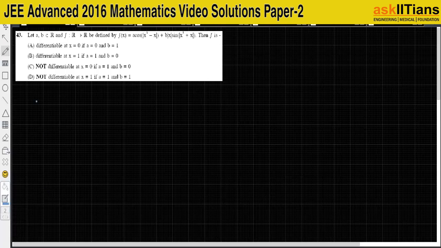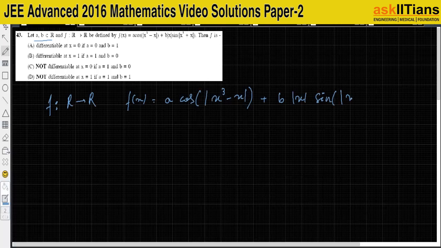Question number 43 is more than one correct answer, right? So question number 43 is: if a, b are elements of R, there is a function f defined from R to R, and this function f(x) is a times cos of mod of (x cube minus x) plus b times mod x into sine of mod of (x cube plus x). So if I look at this function, it's a very difficult function, right? Just by seeing the function, it seems that it's very difficult.